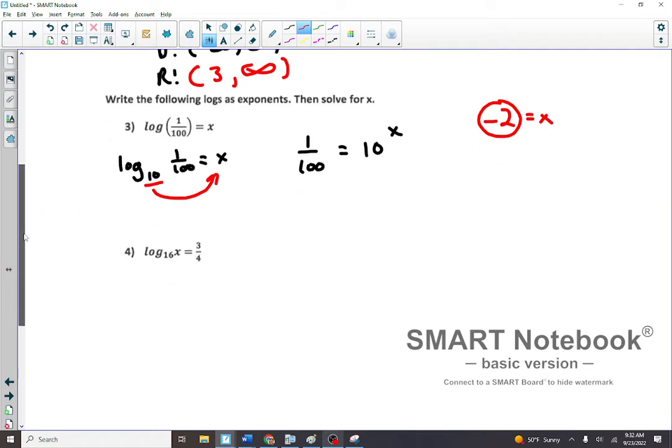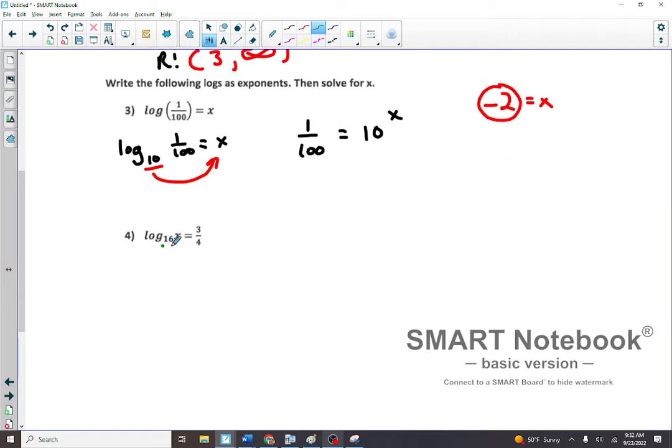Okay. In number 4, I take the 16, move it to the other side. So x equals 16 to the third fourth power. To do this, remember, anything in the denominator of an exponent, we could rewrite as a root. So the cube root of 16 to the 4th. Almost. The fourth root of 16 to the third. The denominator becomes a root, while the exponent, the top part, the numerator, stays the exponent.